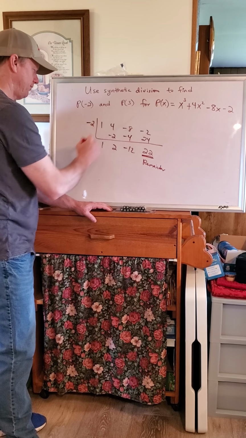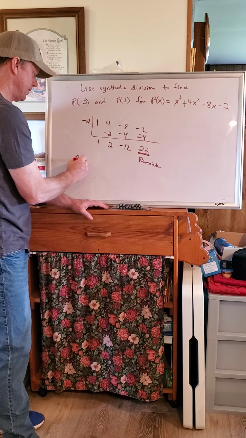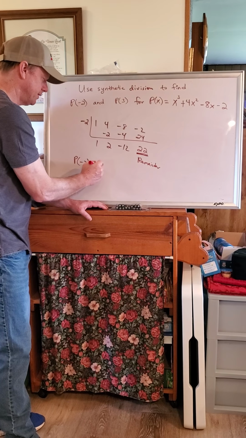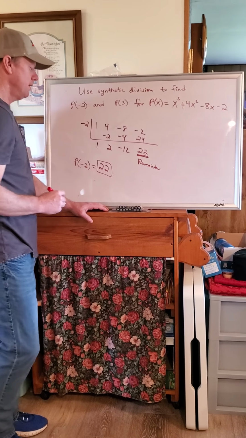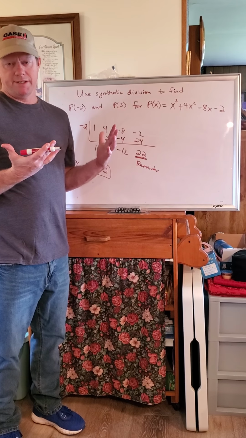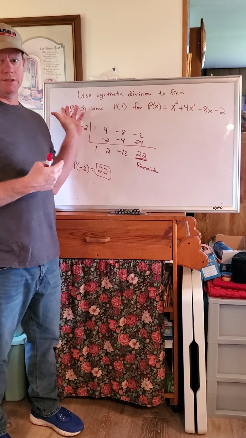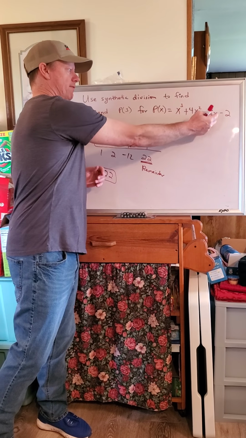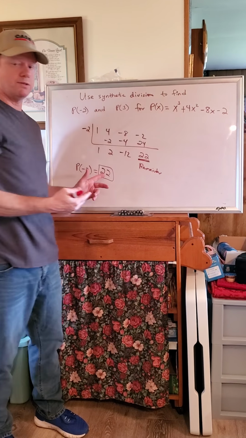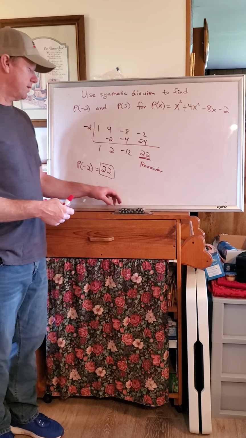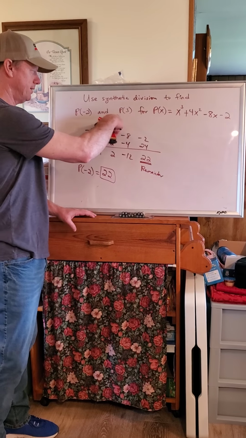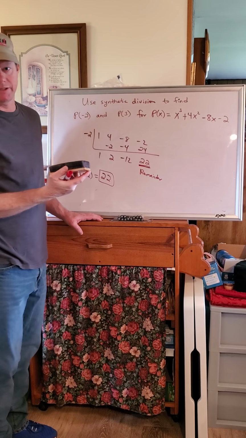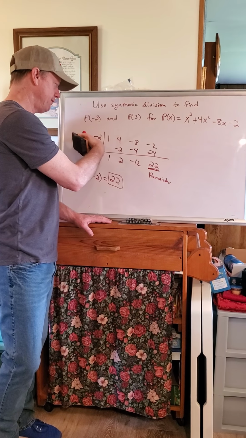So the value of this function p when x is -2, the answer to that is your remainder, which in this case is 22. So, as I said back in chapter 1, the only way you could get this answer is put -2 in for your variable and do the math. And if you were to put a -2 in for x and do your math, you would get 22 for an answer. So now I'm going to find the value of the function p when x is 3. So we're going to do the exact same process, except we're going to have a 3 out here.